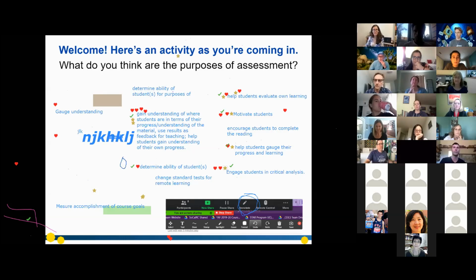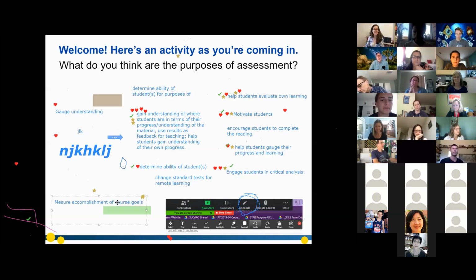So here with this opening activity, what I tried to do, and I want to thank you, these are all really great ideas and points of what the purpose of an assessment is. What I tried to do, and what you made a little bit difficult for me, is to separate it based on what are things that are centered around the students and what the students get out of assessment versus what maybe the teacher gets out of assessment, right?